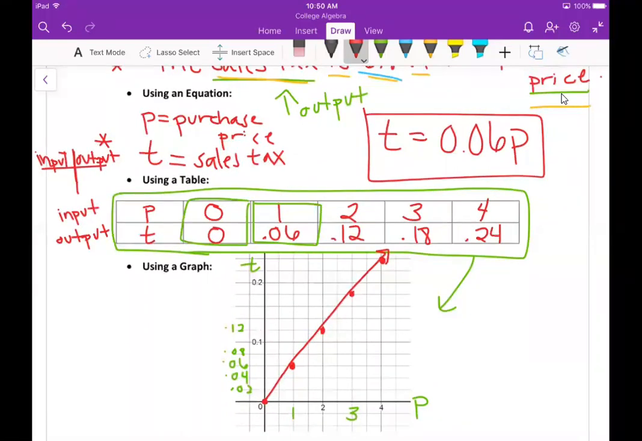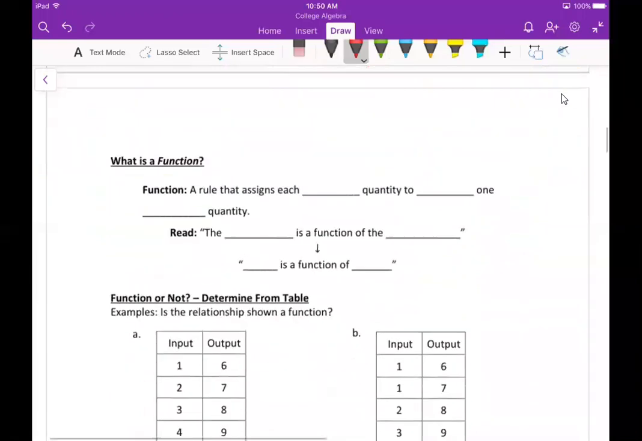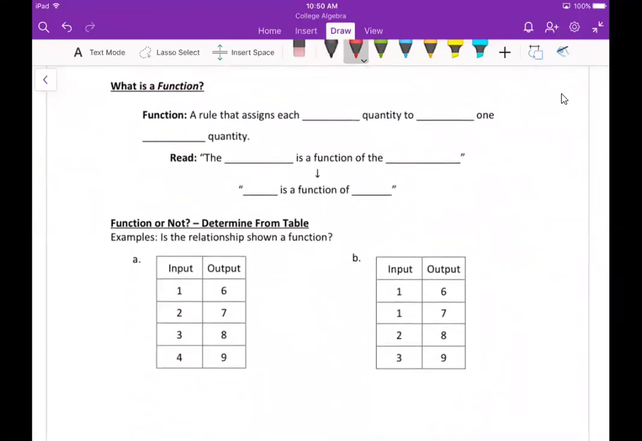Now, with those relationships, we're very interested in relationships that follow the rule for what's called a function. So we first need to know what is a function. How would a relationship be a function? So a relationship is a function if it is a rule that assigns each input quantity to exactly one output quantity. And we're going to talk about exactly what that means here in a second. But every input goes to exactly one output. And if that is true, we say then that the output is a function of the input.